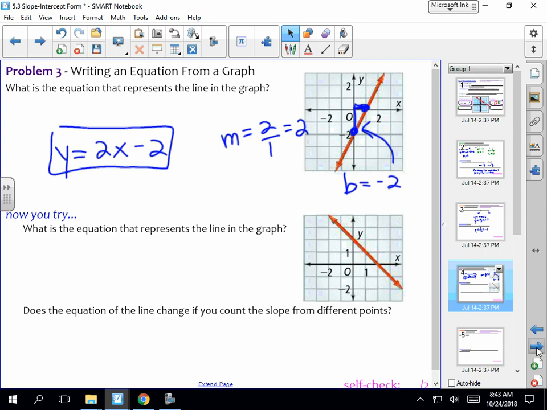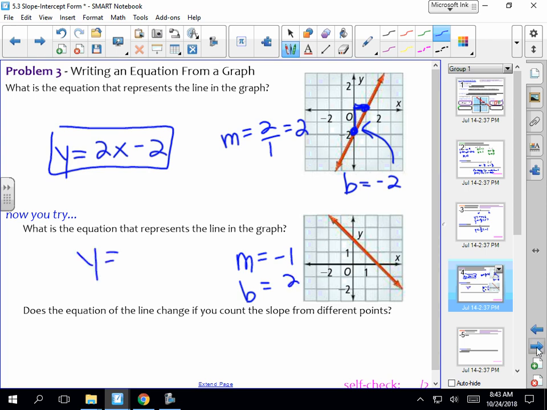See if we can get the equation from the graph. Now you try one. See if you can pick out what the slope is. What do you think the slope is on that? Can you tell? What is it? 1. And it is negative 1 because it's going down from left to right. And then b, can you read it off of there? 2. Yeah, I just got to be aware of the scale and how they have it. So it's y equals negative 1x plus 2.